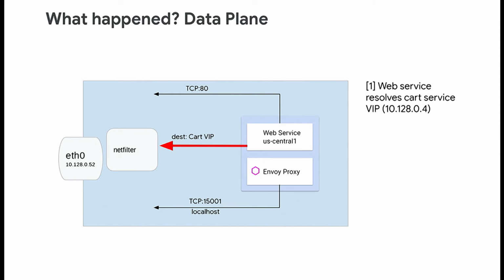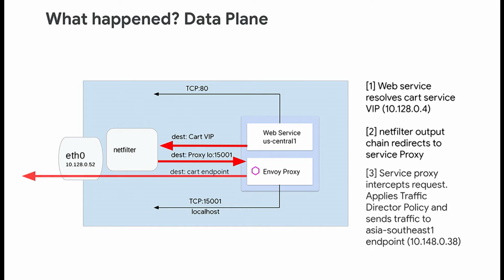traffic to it. On this VM, we have NetFilter configured that basically redirects as part of the output chain to the Envoy sidecar proxy. The proxy then intercepts the request, applies the policy that was configured, and then sends the traffic on the way. But you'll notice here, that sidecar proxy knew the cart service was unavailable in Central. It actually sends that traffic directly to the endpoint with the client. The web service has no idea where the traffic's actually getting into, like where it's being sent.